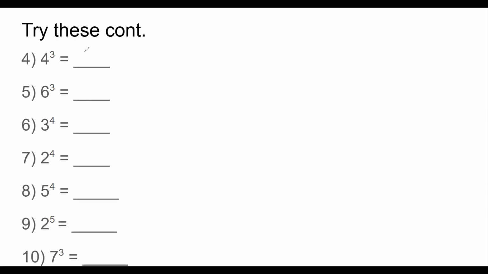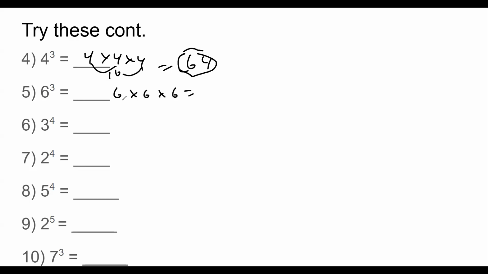All right, 4 cubed is 4 times 4 times 4. Okay, and that's going to be 4 times 4 is 16. 16 times 4 is 64. Right, 6 cubed is 6 times 6 times 6. 6 times 6 is 36, and 36 times 6 is 216.